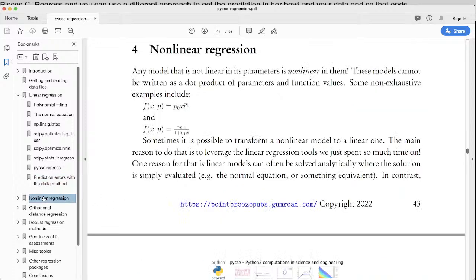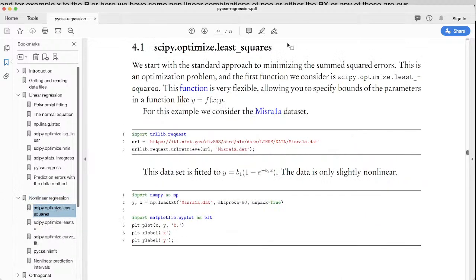Then we talk about nonlinear regression. This is any model where the parameters are in the model in a nonlinear way. And for example, x to the p, or here we have some nonlinear combinations of p, or e to the px, or any of those are nonlinear. And for those we need something like least squares. And this is an iterative approach that uses optimization to find the answers.